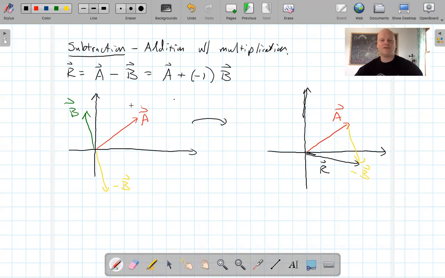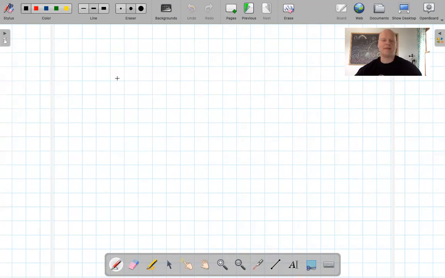So good. Now we've looked at tip to tail methods, the addition of vectors, and multiplication of vectors. So now we can think about, how do I actually add these in a practical way? Let's say I wanted to add two vectors together, or more vectors together, and I want to add them in a practical way.